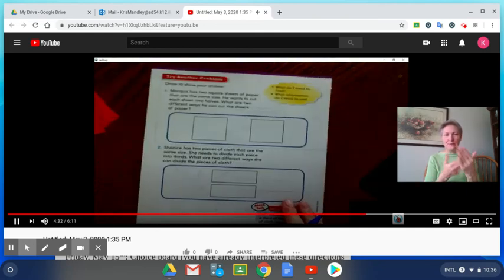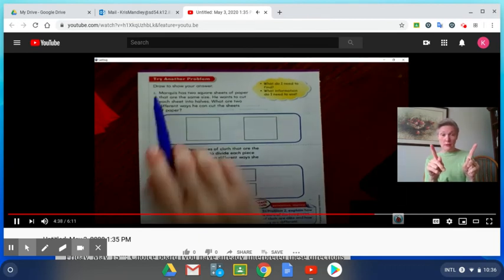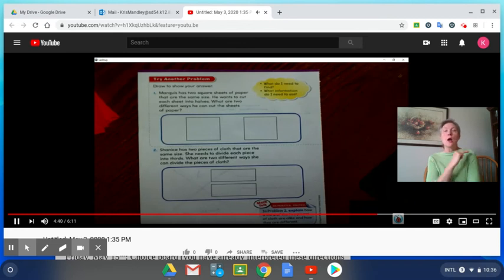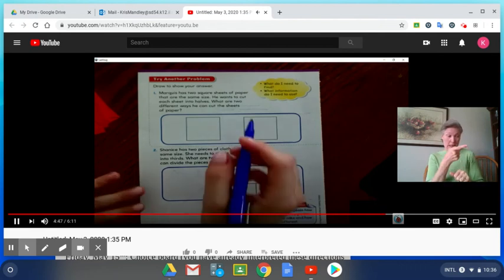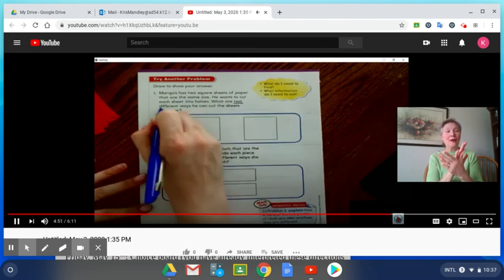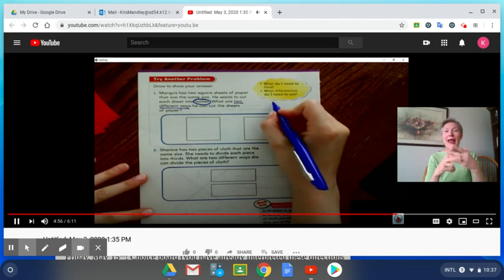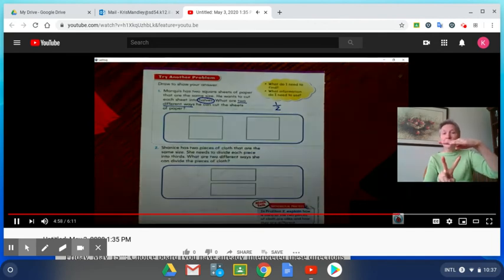On the back of my paper, I'm still going to be thinking about how can I cut things differently, okay? Here it says Marcus has 2 square sheets of paper that are the same size. He wants to cut each sheet into halves. What are 2 different ways he can cut the sheets of paper? So I need 2 different ways, and they're cutting into halves. Remember, halves is 1 out of 2 pieces, right? So I'm going to cut it in half. So how could this look?